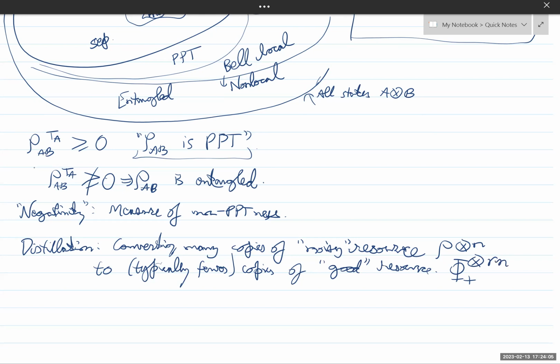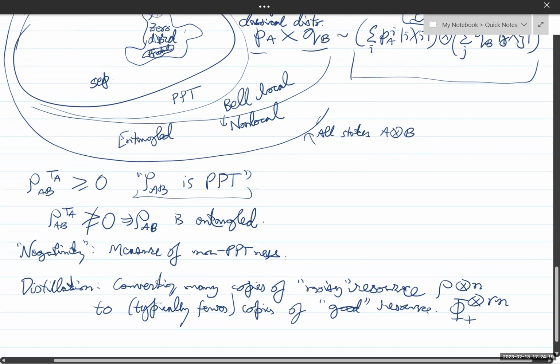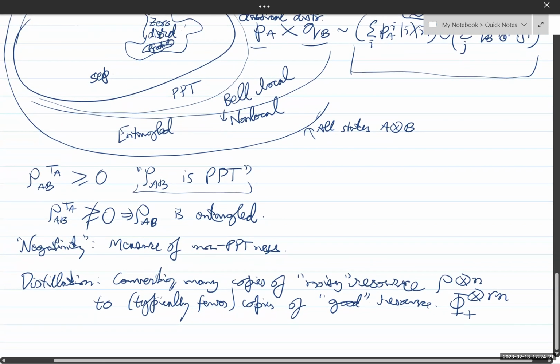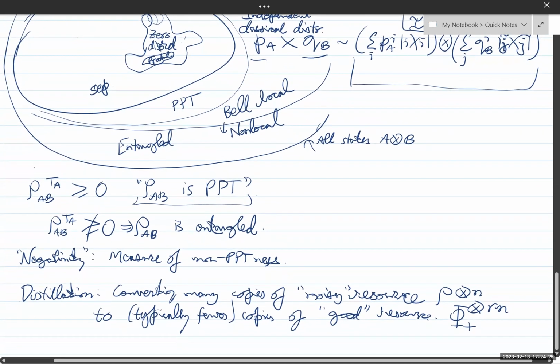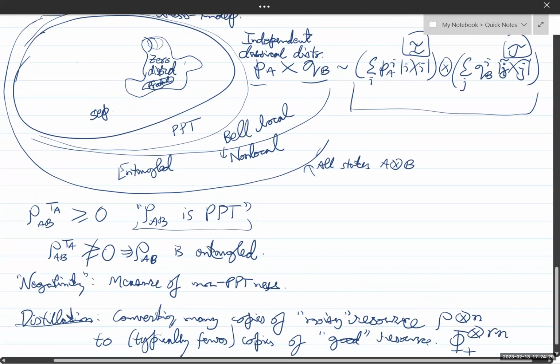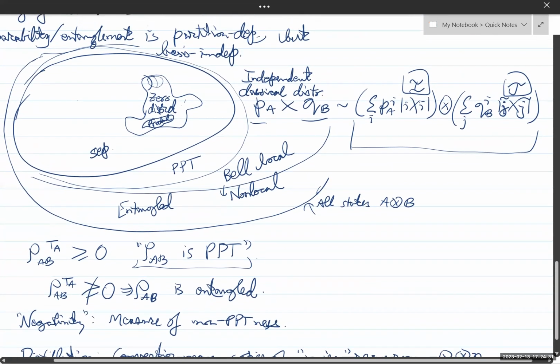And R is like some rate of distillation. So for every n copies of rho, you get R times n copies of some nice thing like a Bell state. And the technical definition of this sense of distillation, where you have many copies and you take arbitrarily large n and so on, it's too much for now.